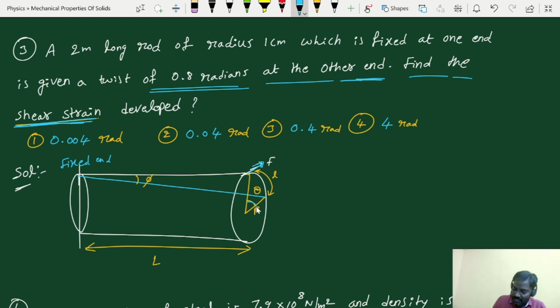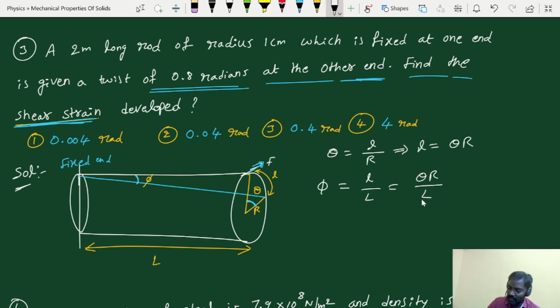See here, theta is the angle of twist, phi is the angle of shear, right? So here theta is arc length by radius, right? As I'm using capital R for the radius, arc length is equal to theta into R. In the same manner, phi is equal to arc length by length, that is L by capital L.